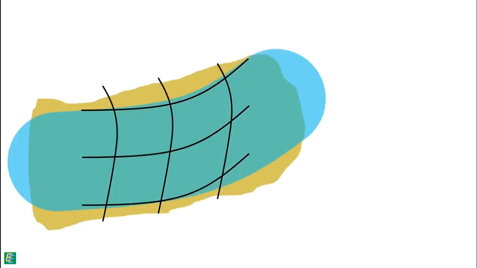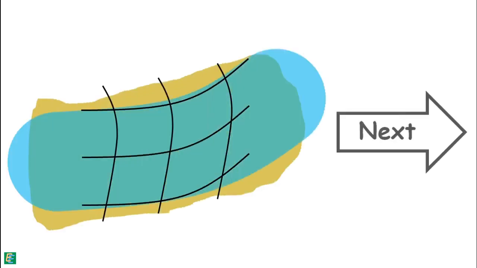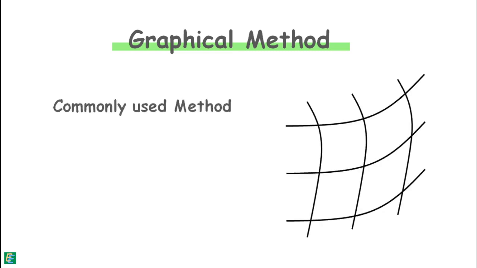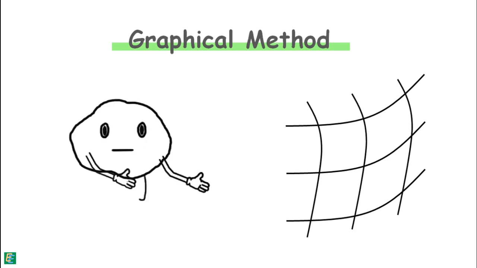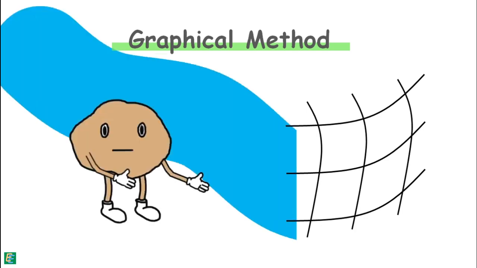So we try to obtain our flow net for two-dimensional flow using the next method, the graphical method. This is the most commonly used method of flow net construction because it is easy and it provides nearly accurate results. This method is one of the solutions of the Laplace equation. Let us understand this method by drawing a flow net for a hydraulic condition.